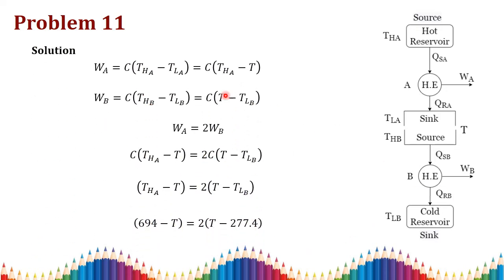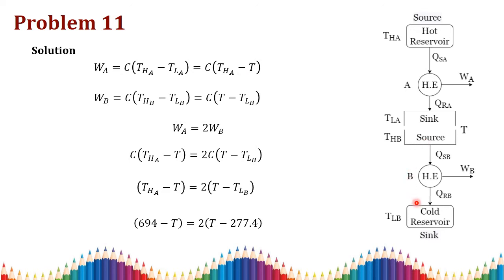As given data, we know that work done is equal to heat supplied minus heat rejected. In the derivation I have explained clearly that heat is a function of temperature, so we can write the function with a constant. The work done of engine A is equal to a constant into THA minus TLA. This TLA can be written as the intermediate temperature T because they are equal. So I am writing the work done of A as C into THA minus T.